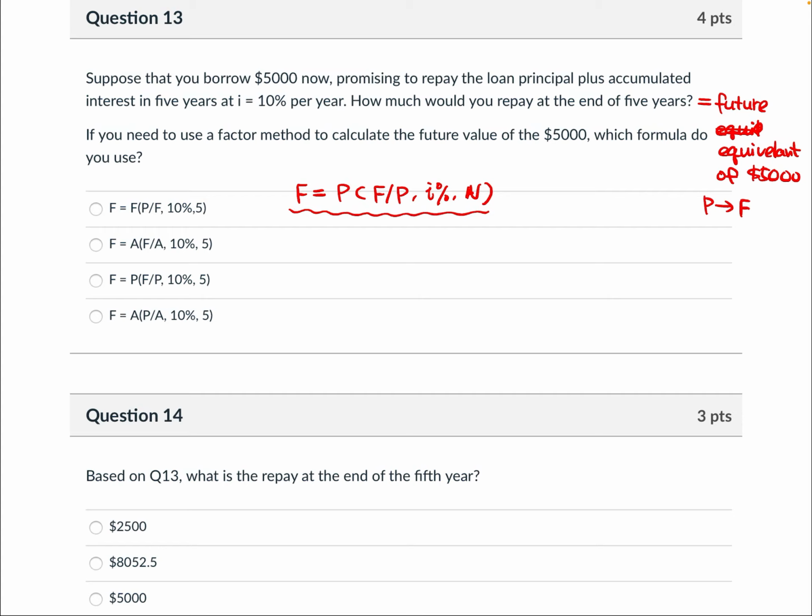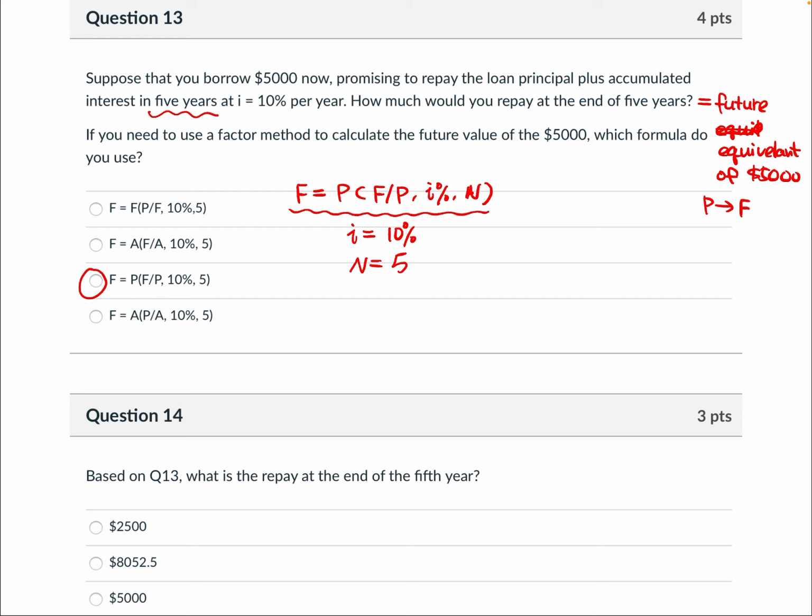For i, there is no statement about a different way to compound, a different frequency to compound. So which means it's compounded every year. So i equals 10% per year. And N is the number of years, because you have 5 years, so it's 5. So it's going to be P times (F/P, 10%, 5).